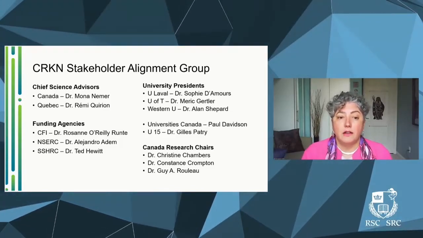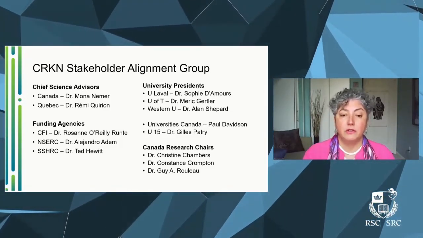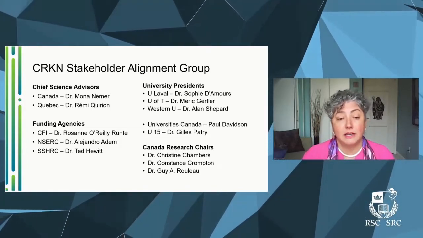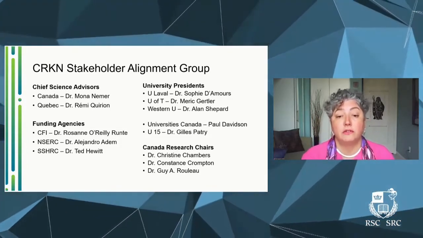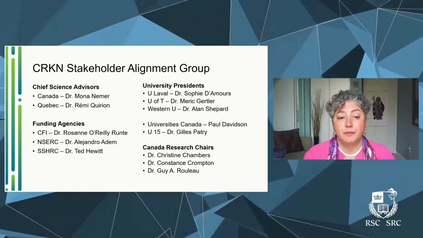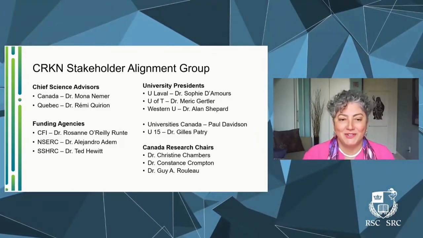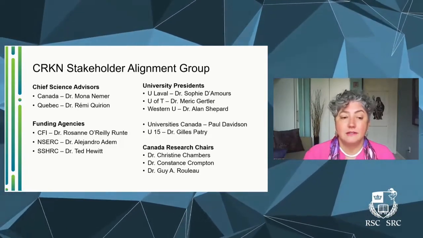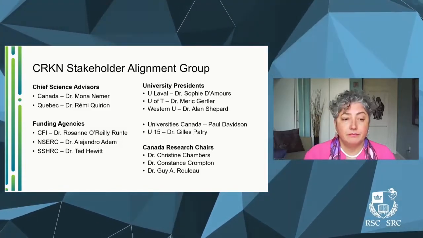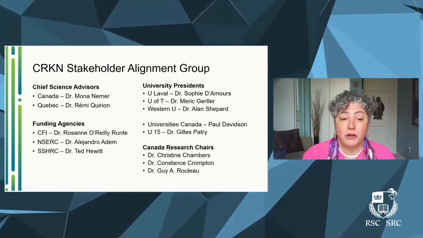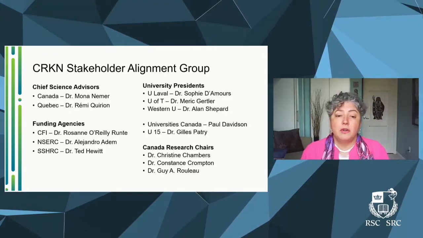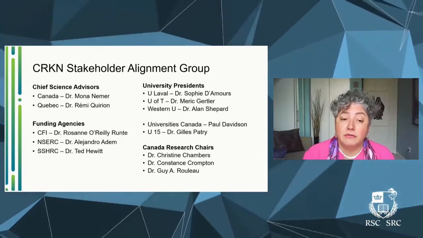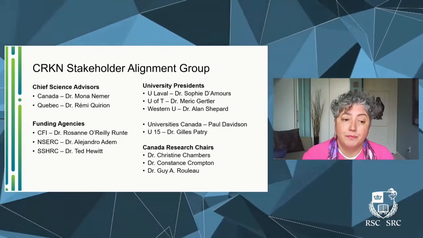This year, CRKN sought support for our negotiation objectives by forming an aligned stakeholder group with leaders from across Canada's scholarly communications and research community. These include our chief science advisors, university presidents, funding agencies, and faculty. Although they are not part of our negotiating team, they demonstrate their support for CRKN's negotiation objectives, and they bring additional leverage to our negotiating table.